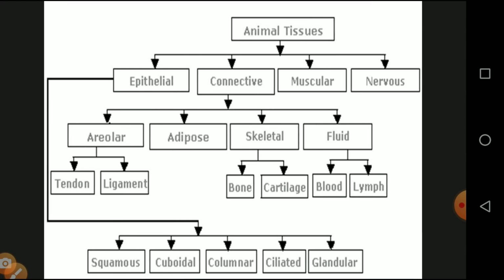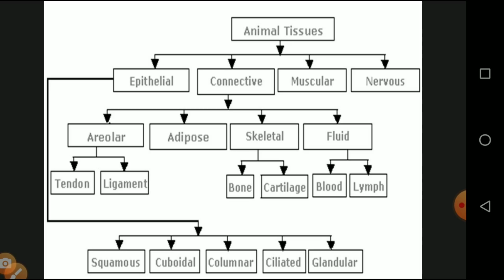And we will see the outline of the animal tissue. Basically, four types of animal tissues are available: epithelial tissue, connective tissue, muscular tissue, and nervous tissue. Epithelial tissue is the tissue available on epithelial cells. Connective tissue works in the connective process, muscular tissue involves muscles, and nervous tissue is the study of nerve cells. The epithelial tissues consist of five types: squamous epithelial tissue, cuboidal epithelial tissue, columnar epithelial tissue, ciliated epithelial tissue, and glandular epithelial tissue.